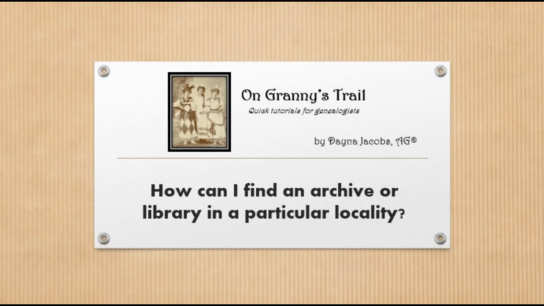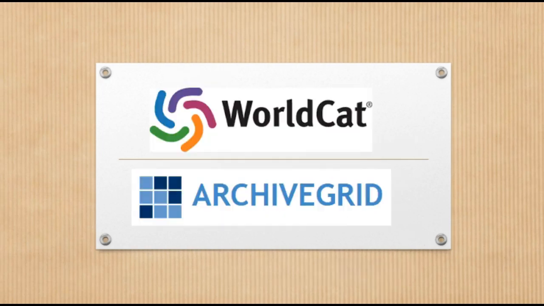And today's question is, how can I find an archive or library in a particular locality? So I'll be showing you how to use WorldCat to find libraries and ArchiveGrid to find archives.